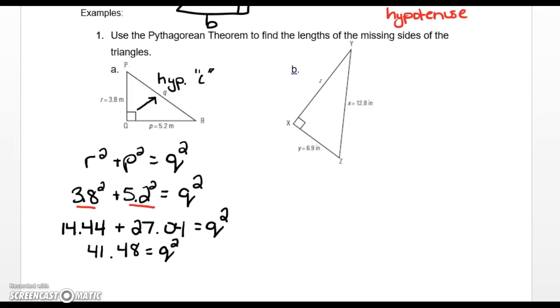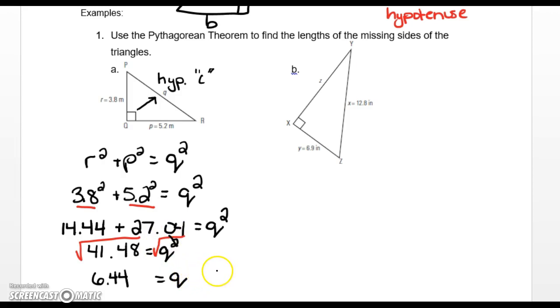So now that we simplified the left side, what we want to do is get this Q value by itself. Right now we have Q squared, but we want just Q. So you want to do the opposite operation. The opposite of a square is a square root, so you're going to square root both sides. And what you should find is that the square root of 41.48 is equal to 6.44, and that's equal to Q. So the square root cancels out your square.